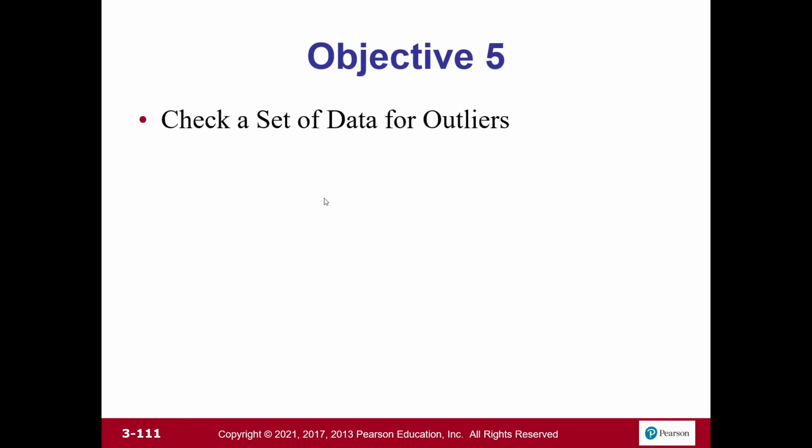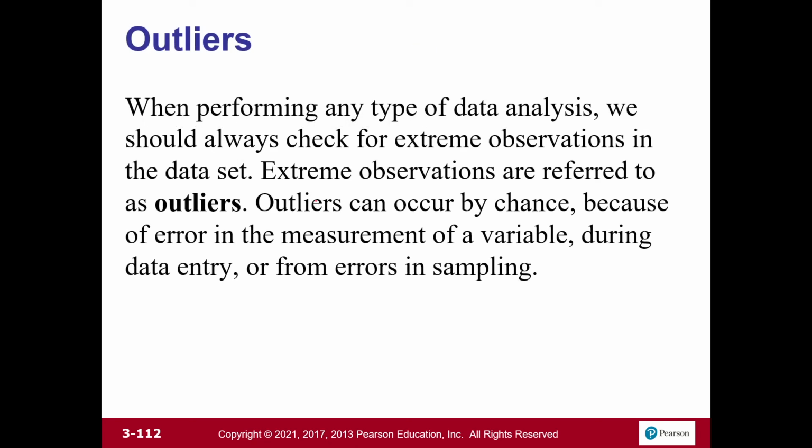All right, and finally, the 5th objective is outliers. When performing any type of data analysis, we should always check for extreme observations in the dataset. Extreme observations are referred to as outliers. Outliers can occur by chance, because of error in the measurement of a variable, during data entry, or from errors in sampling.